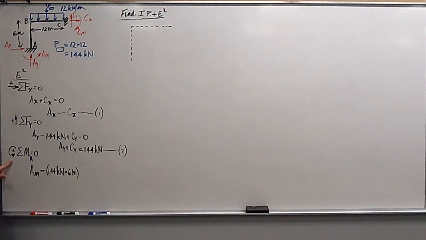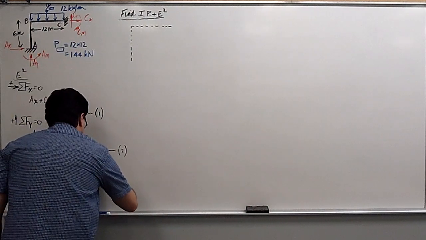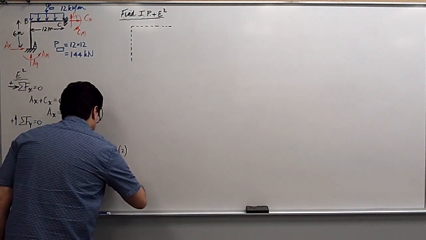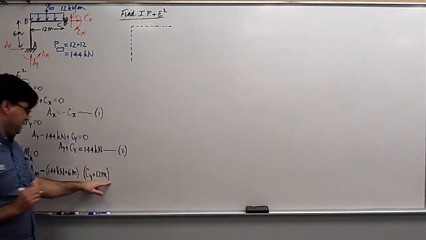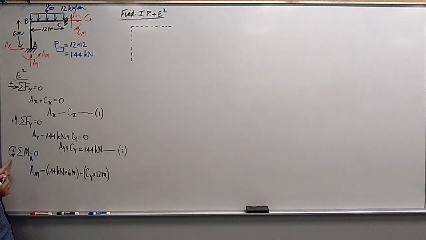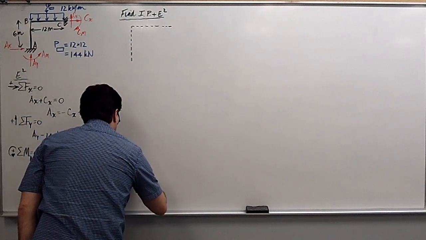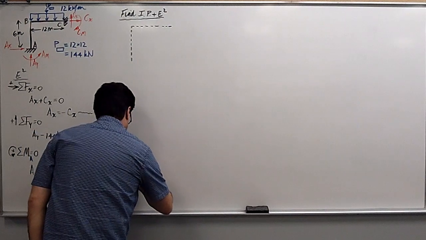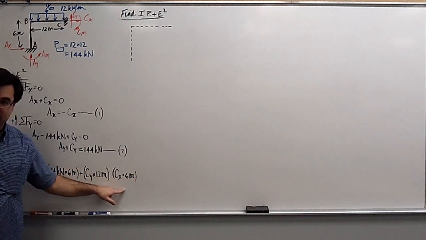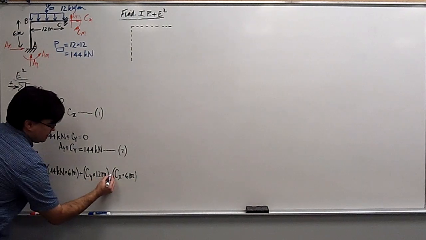It goes in the opposite direction of whatever we decided to pick as positive. Then the moment caused by CY is going to be CY times a distance of 12 meters. And this moment, with respect to A, is positive, based on our positive convention. Then the moment caused by CX: CX times a distance of 6 meters. And this moment caused by CX with respect to A is negative. It's in the opposite direction.